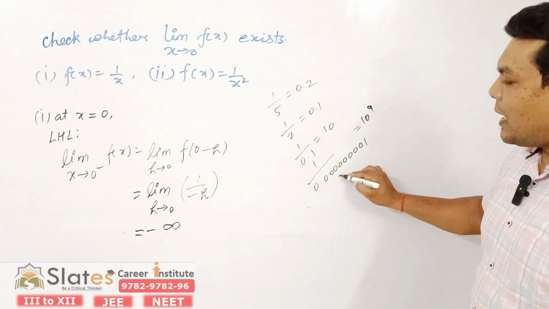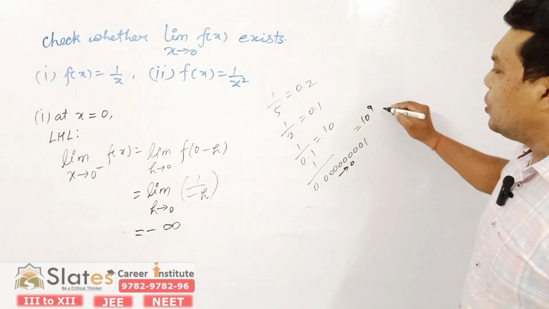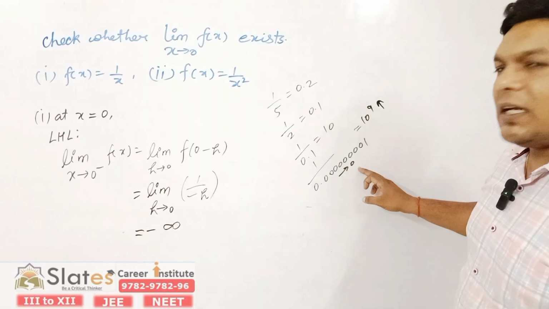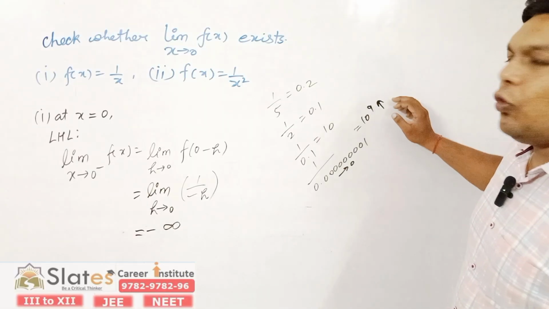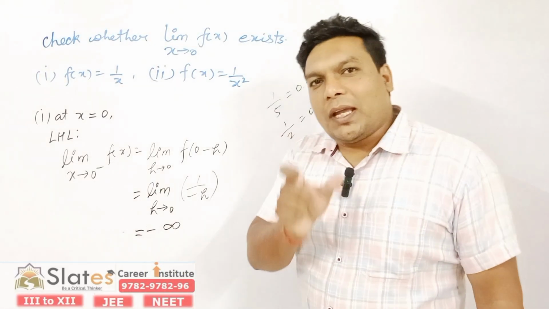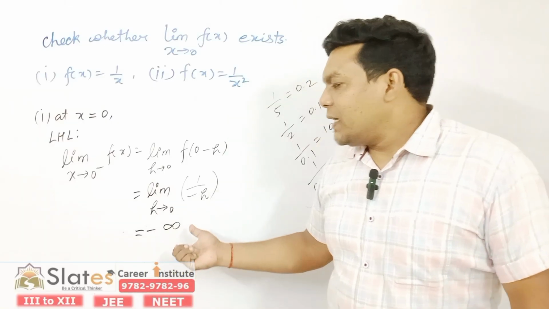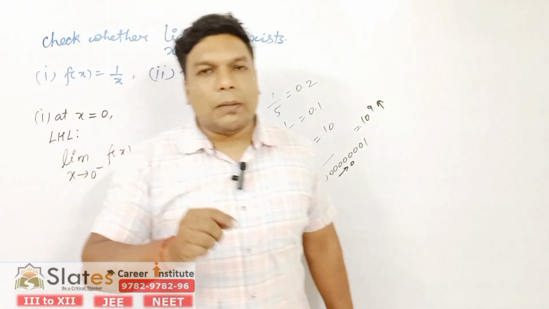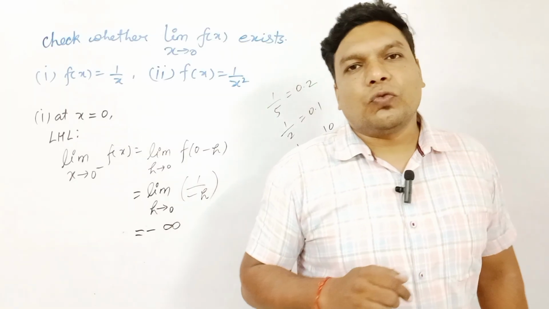Look, as the denominator is tending towards 0, the output is increasing drastically. So when the denominator is tending towards 0, we will get a very large number. That number is represented just as infinite, because it is not practically possible to write a number when the denominator is tending towards 0.